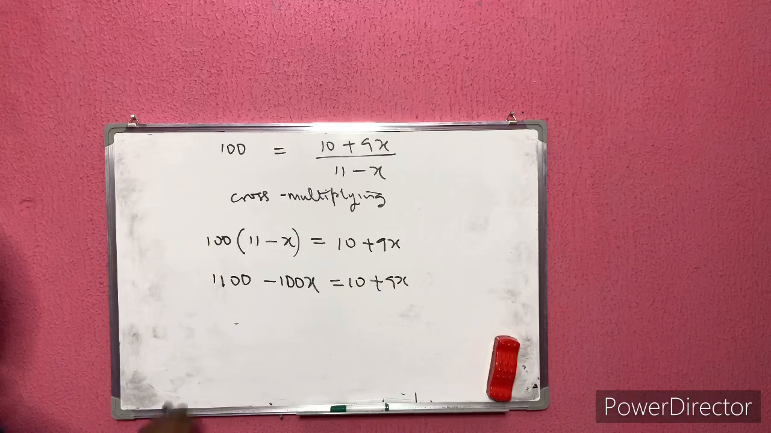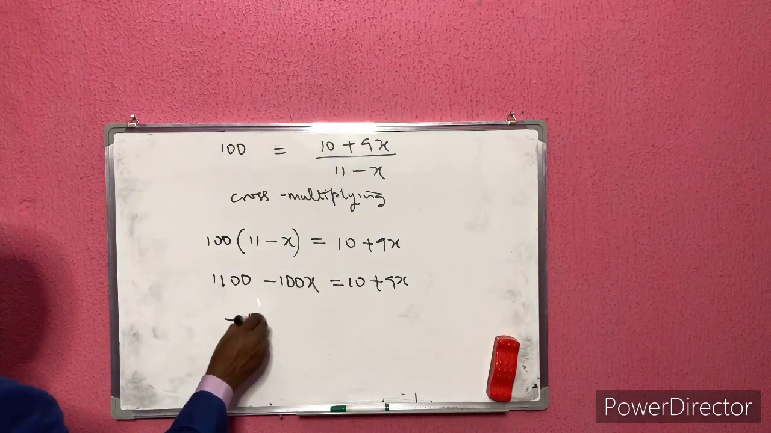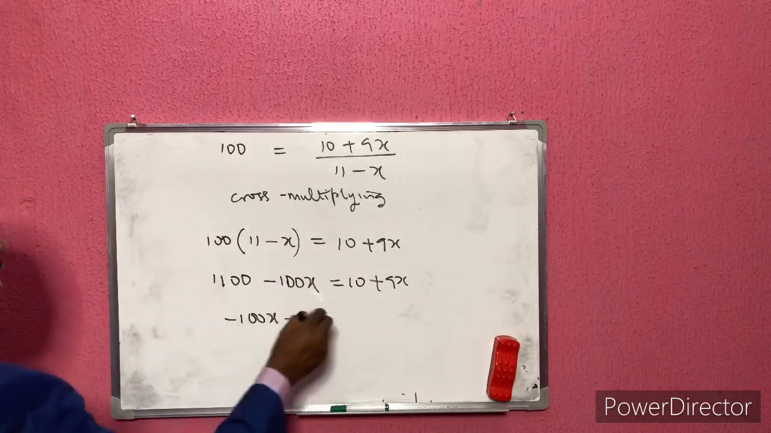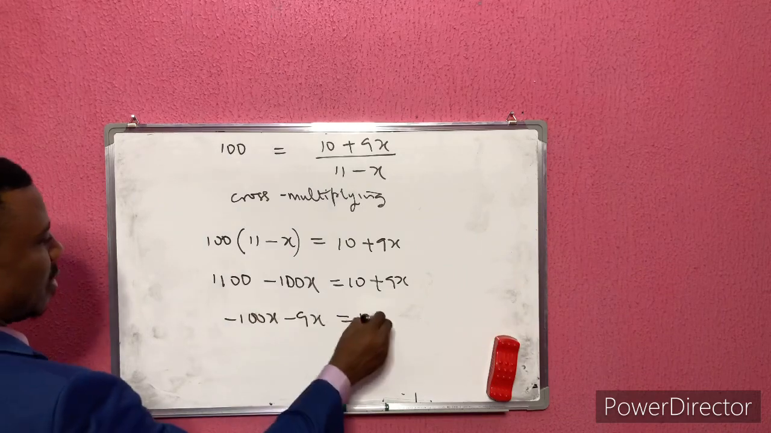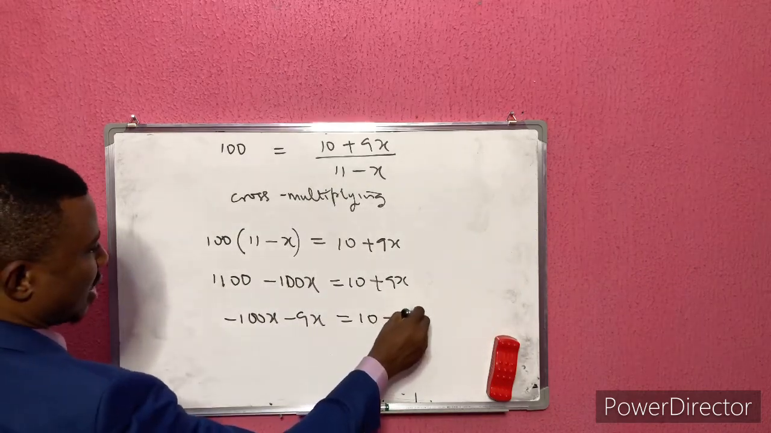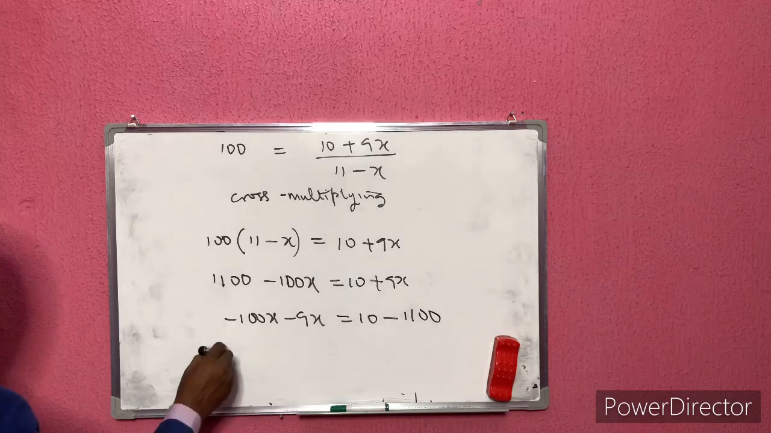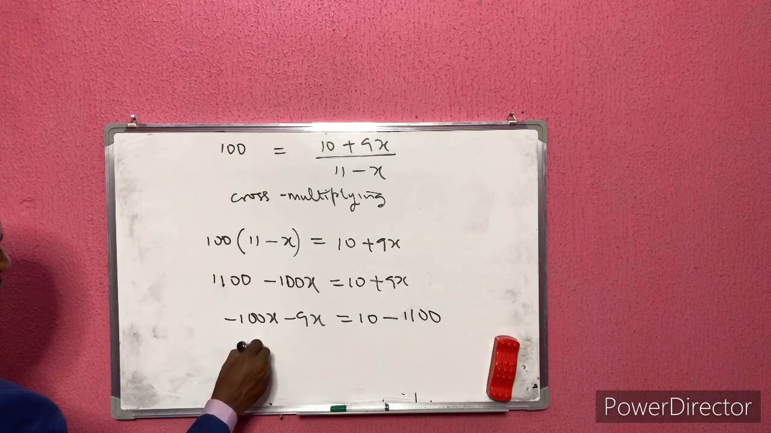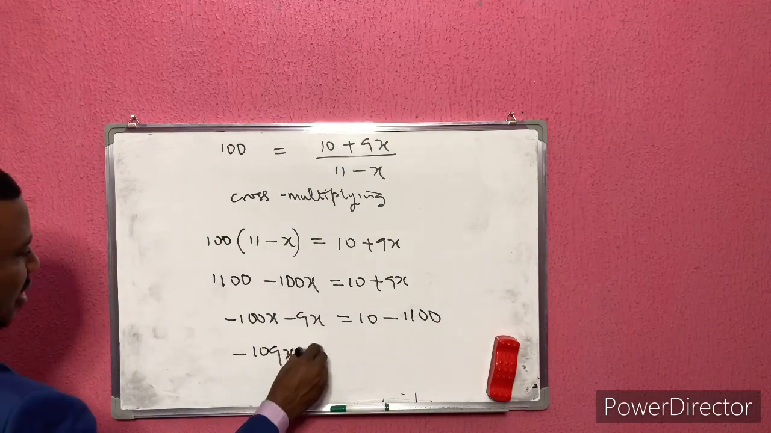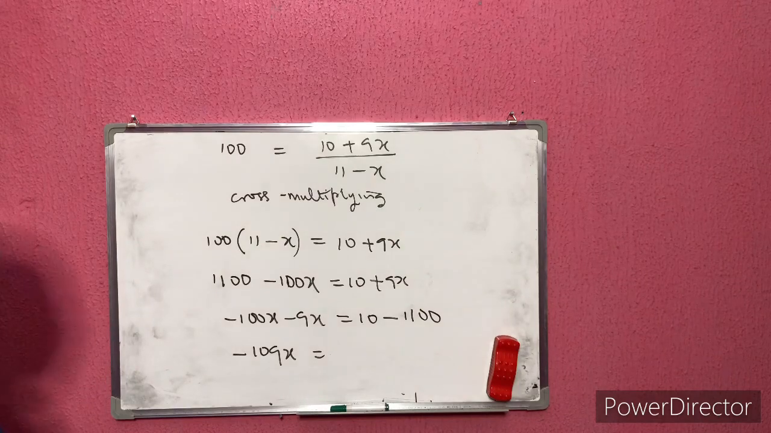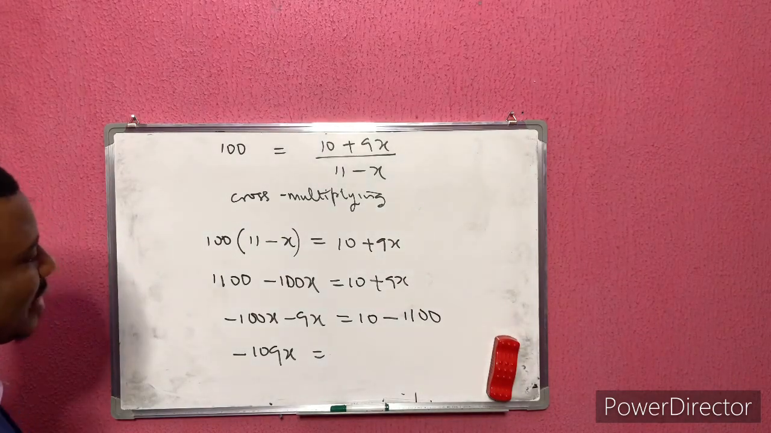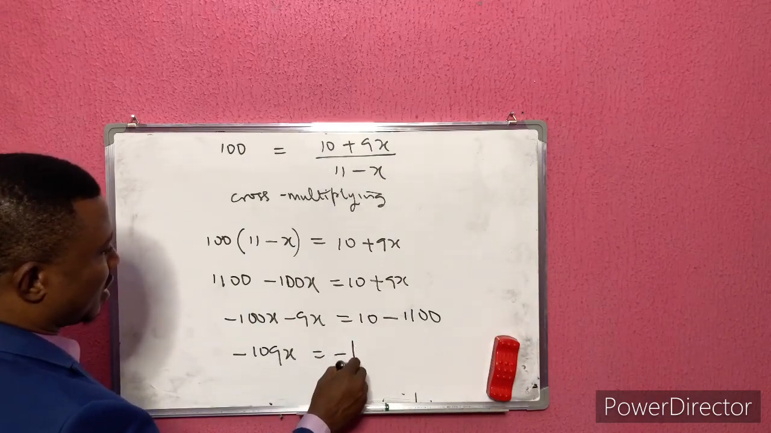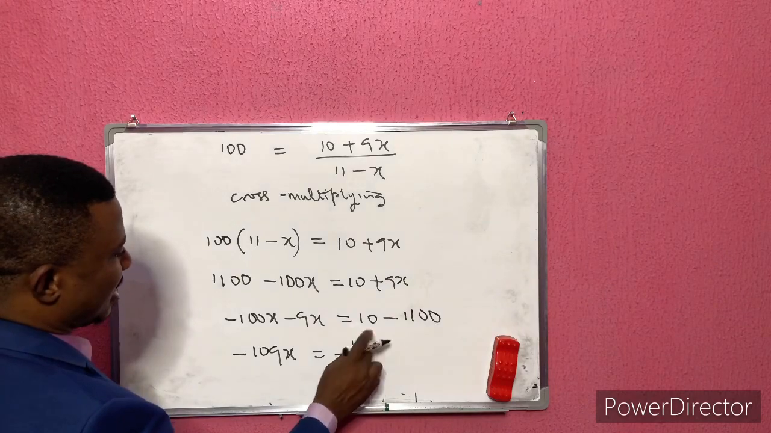So we collect like terms. Minus 100x minus 9x. When 9x comes to this side, it equals 10 minus 1100. I'll have this give you minus 109x equals 10 minus 1100, which will give you minus 1090.